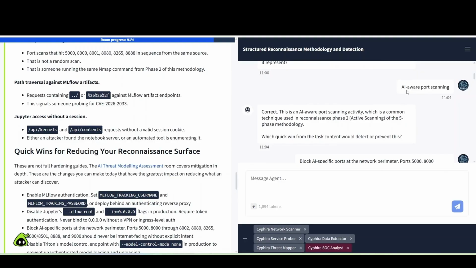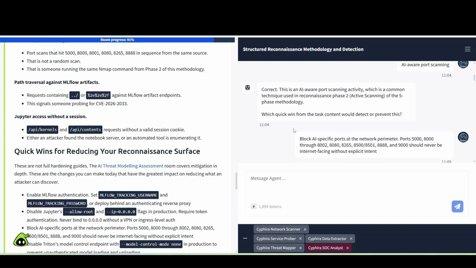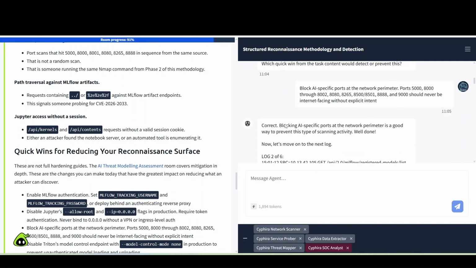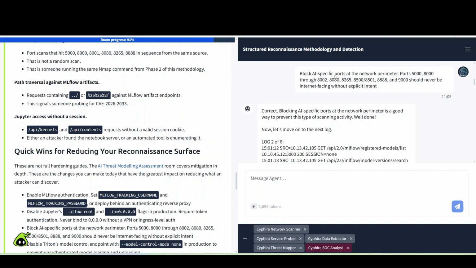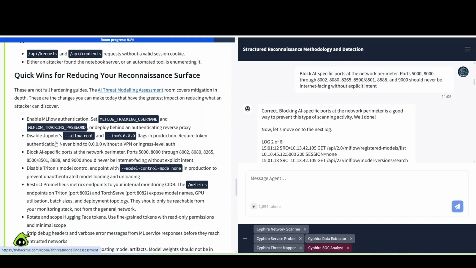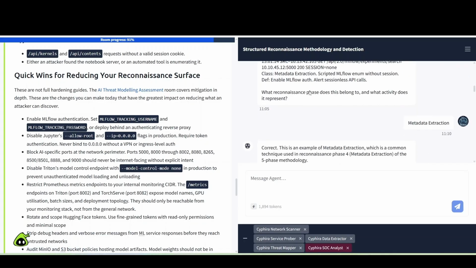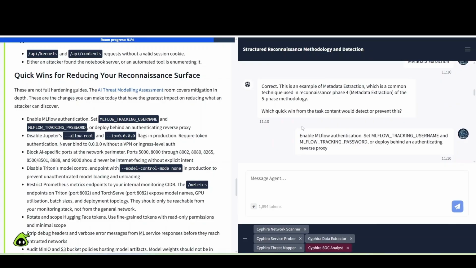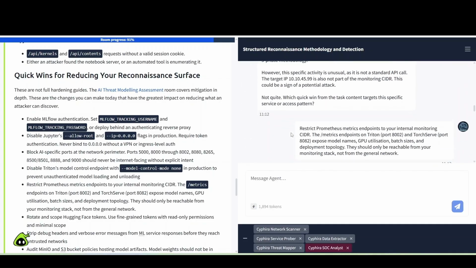All right, so we identified what it was, and this is correct. This is AI-aware port scanning activity, which is a common technique used in reconnaissance, phase 2 active scanning of the 5-phase methodology. Which quick win from the task content would detect or prevent this? I said block AI-specific port scans, etc. So down here at the quick wins, right? It's rinse and repeat. Just go through, select the correct one that's applicable, and then select the countermeasure or the quick win for it. Just do that 6 times and you are done.